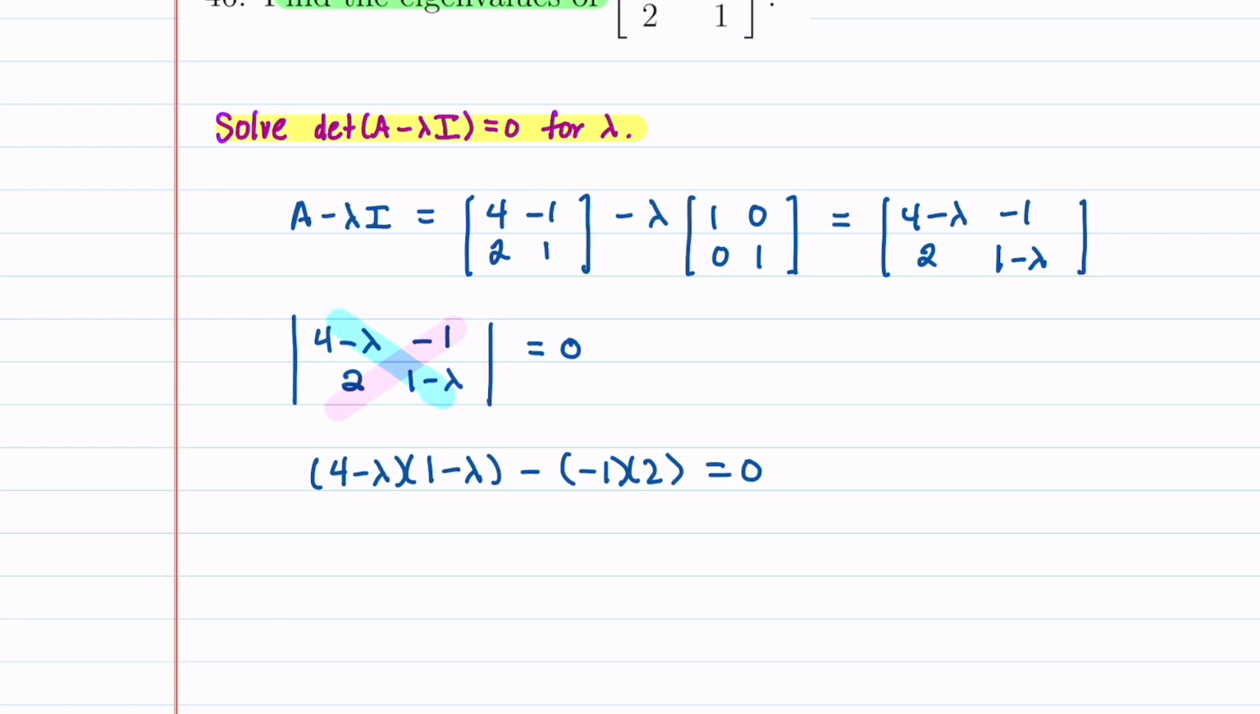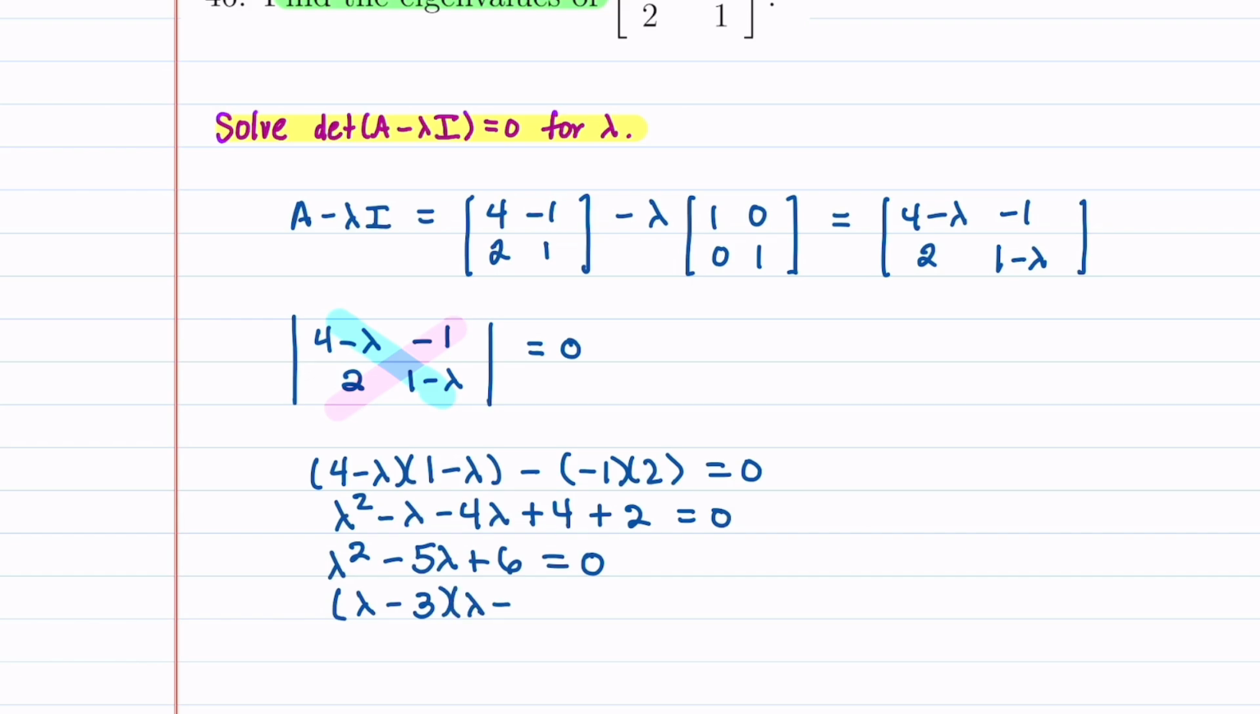Let's go ahead and multiply this out. We're going to get lambda squared minus lambda minus 4 lambda plus 4, and then we have a plus 2. Let's combine like terms. So we have lambda squared minus 5 lambda plus 6 is equal to 0. Now what we have to do is factor this. Notice that we have a 5, and the multiple of 6 is 3 and 2. So we can factor this as lambda minus 3, and then lambda minus 2 is equal to 0.